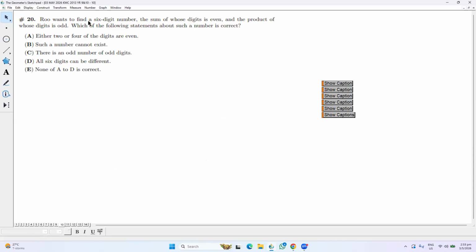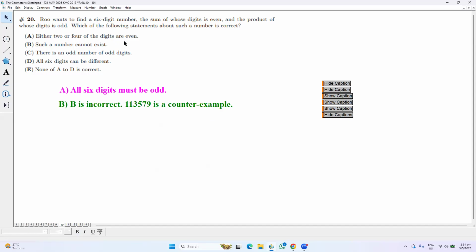Rule wants to find a 6-digit number, the sum of whose digits is even, and the product of whose digits is odd. Which of the following statements about such a number is correct? Either 2 of them even or 4 of them even. Then the product cannot be odd already. All digits must be odd. So A is out.